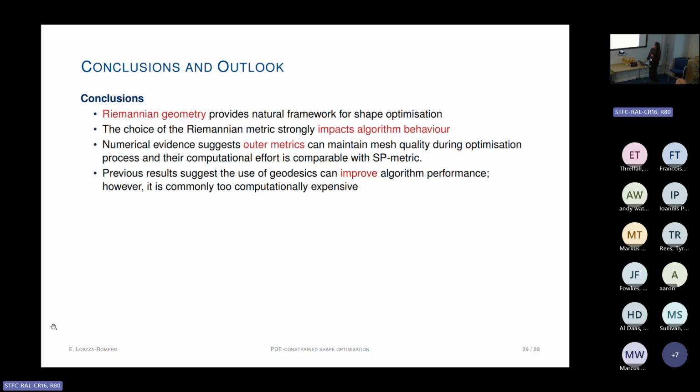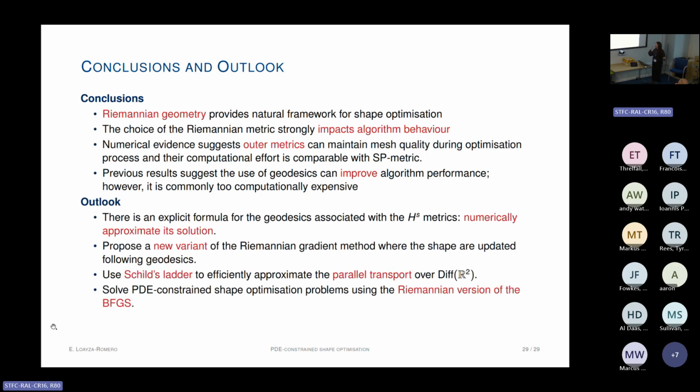One additional thing, or maybe an outlook, is the fact that these particular metrics have an explicit expression for the geodesic. And what we would really like to do is to see how we can numerically solve this geodesic equation such that we can get to a solution even faster than we have right now.